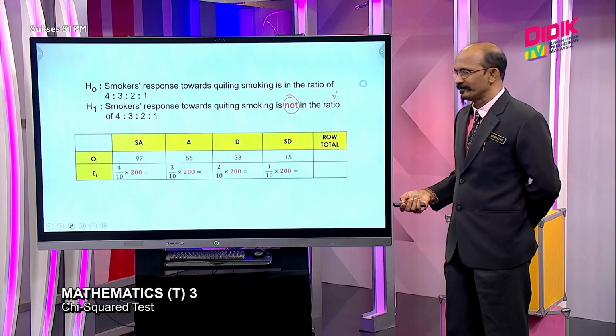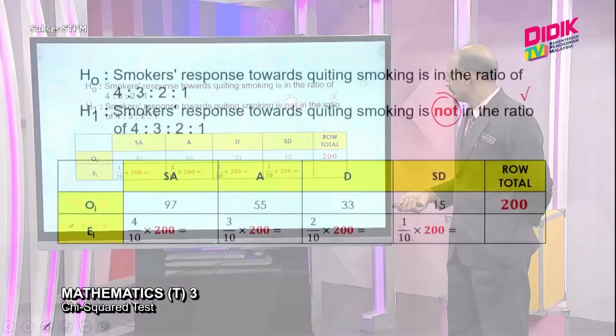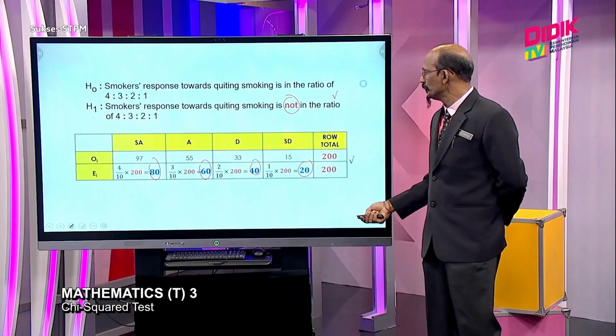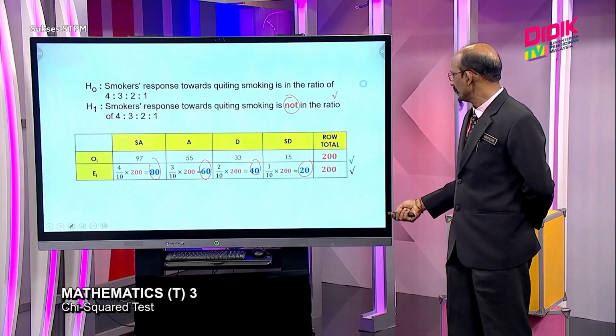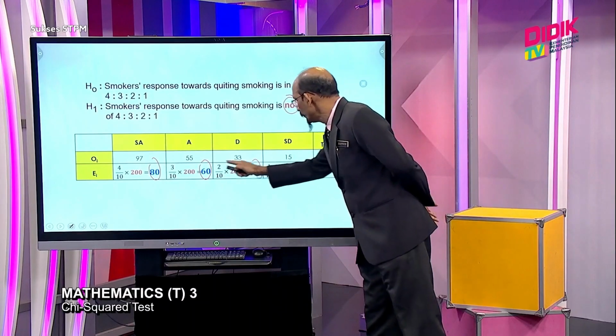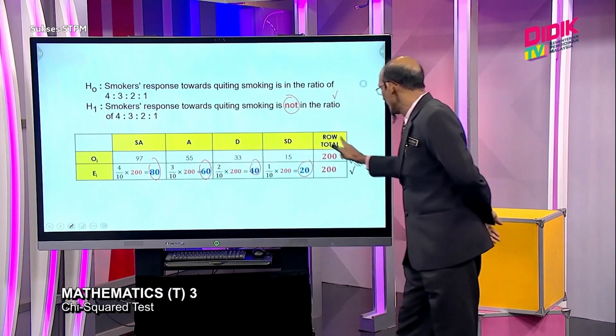We find our expected frequency. Our total frequency here is 200. So based on the 200, we calculate our expected frequencies. We get 80, 60, 40, and 20, and the total is 200. If you notice here, all the values are greater than 5. That means you don't need to combine. So we continue. You get 2 marks here: 1 for getting the blue values there, and another mark for all correct.